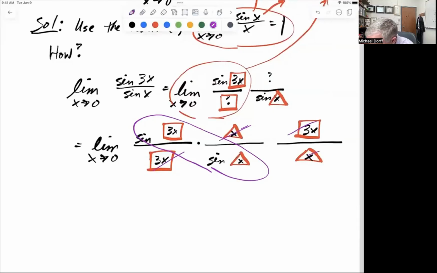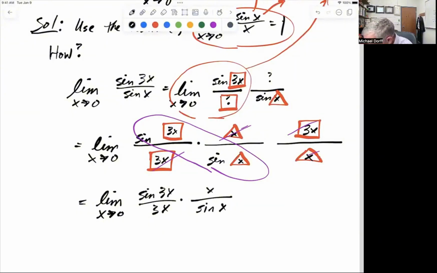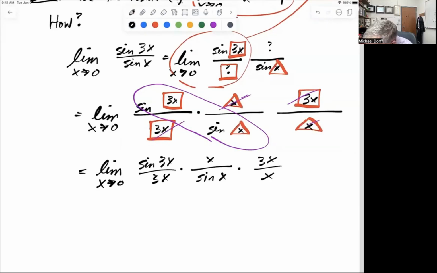But I've rewritten it this way because it allows me to use this limit result, number 1. So I have the sine of 3x over 3x times x over sine of x, and then I have a 3x over x. And what do I get with that? Well, by the limit law, this one is going to equal 1.